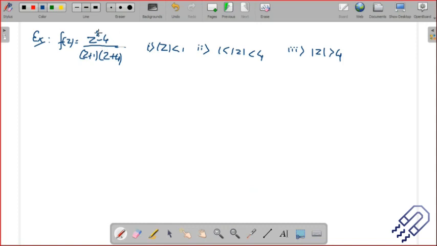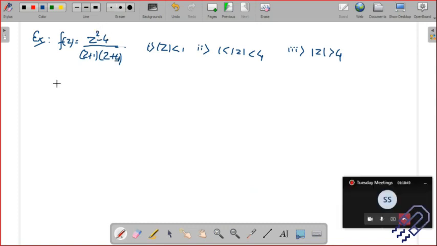The problem here is that on top, it is basically a quadratic function, z square minus 4. You have to try to write the expression in such a way that in the numerator you do not get a quadratic function. For that, you have to expand this, take the LCM and divide it into two parts, so that you get rid of that quadratic function. Let me explain exactly how to do it.